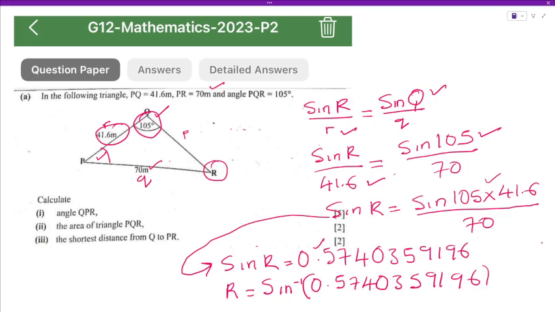You punch sine inverse, open bracket, then you put that value in the bracket, the decimal. That's when it will allow you to compute. Okay, so let me test mine.